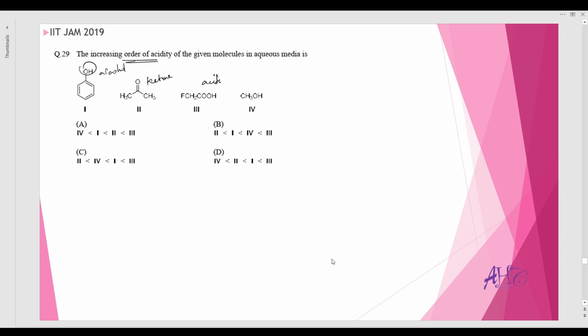So now what do we know? Acids can easily donate protons. So an acid can stabilize, so the O minus can easily stabilize like this. So your acid will have higher Ka values, sorry, higher Ka values. So this is going to have the higher acidity. Okay. So in all the options, it has been said that the acid is going to be highly acidic.